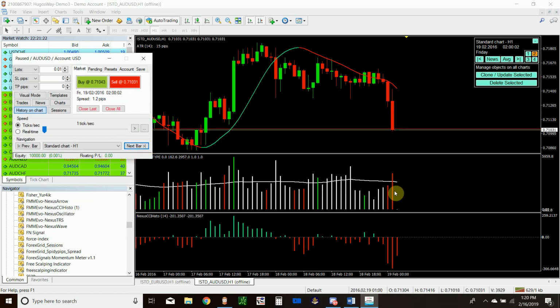Okay, so here we go. We've got our red bar above our moving average here. We've got red on the CCI, and we've got red on the HMA. So let's go ahead and enter a trade here. I'm just going to do one micro lot. You guys can figure out your risk for your account size.